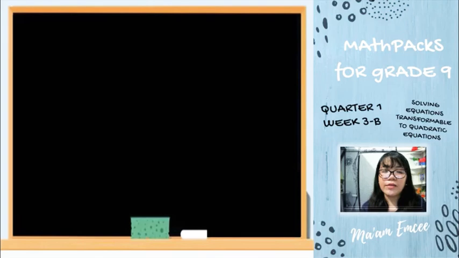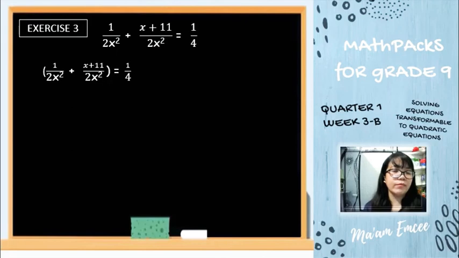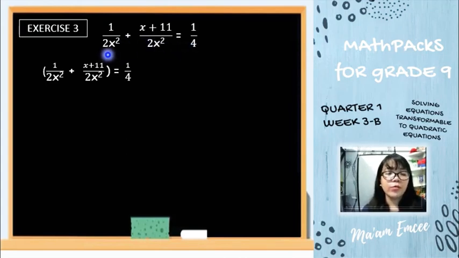Now let us have exercise number 3. We have 1 over 2x squared plus x plus 11 over 2x squared equals 1 over 4. So again, we need to look for the LCD. Here we have three denominators: 2x squared, 2x squared, and 4. So we need to look for a term which can be divided by all of these denominators, which can be divided by 2x squared and by 4.